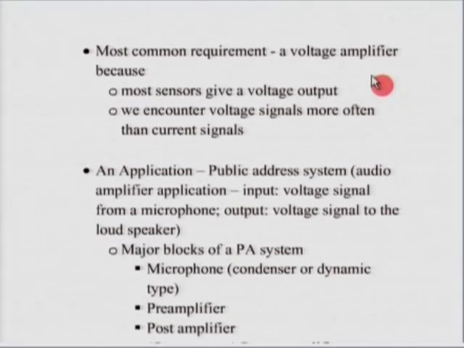Most of the time when we talk about an amplifier, we actually mean a voltage amplifier. This is because most of the time we require a voltage amplifier, and the reason is most of the sensors give a voltage output, and we more often come across voltage signals than current signals. However, there are applications where you might come across currents as well.